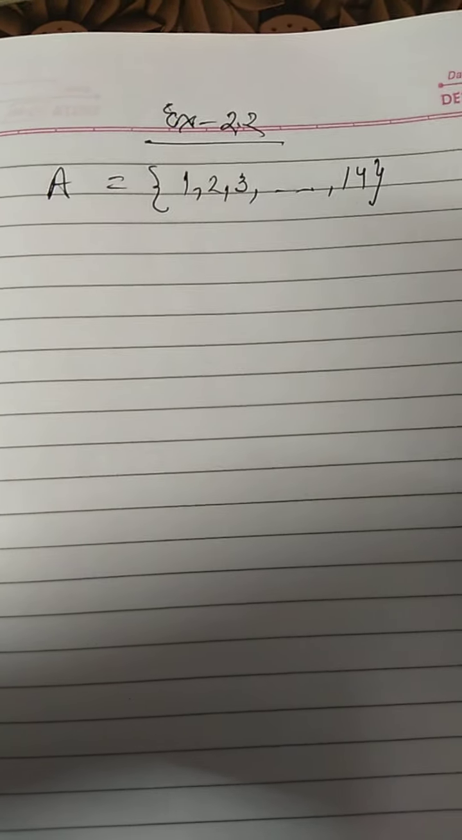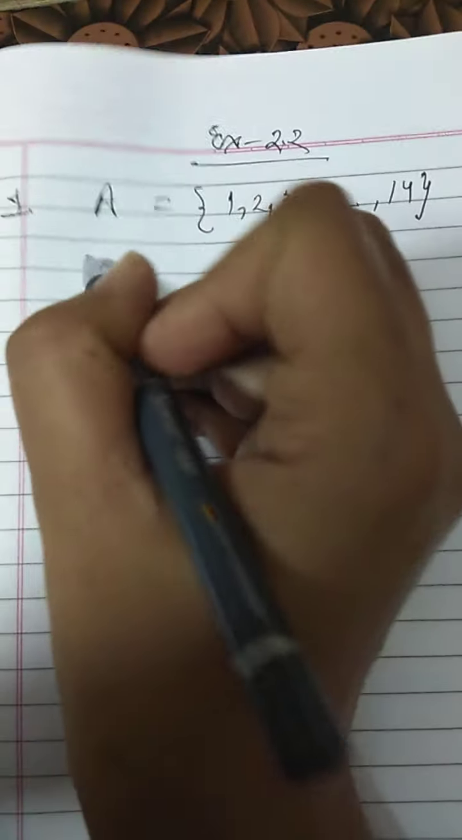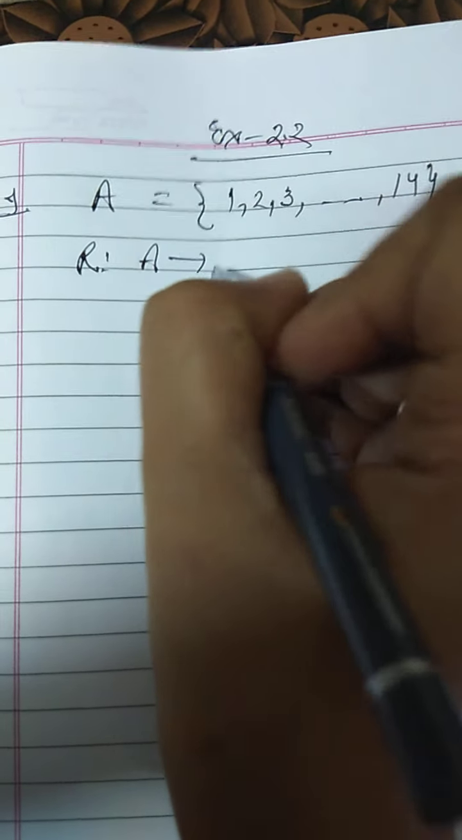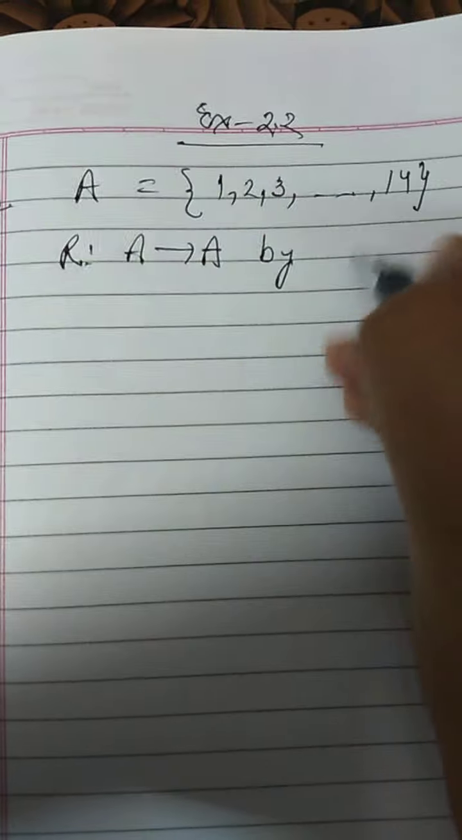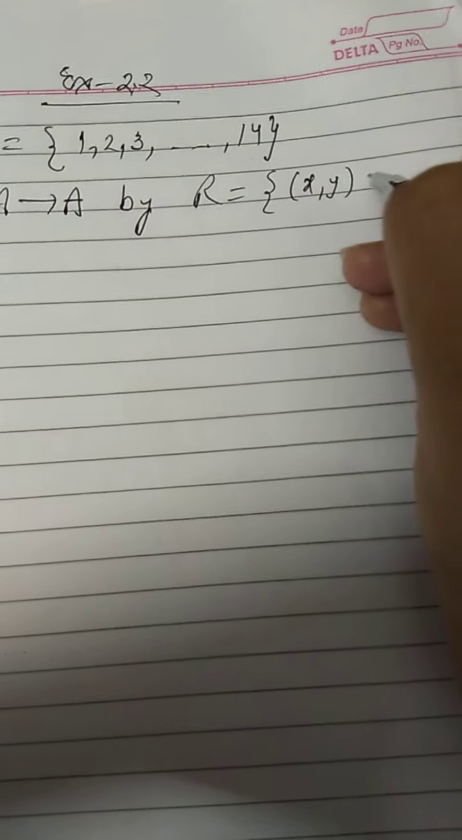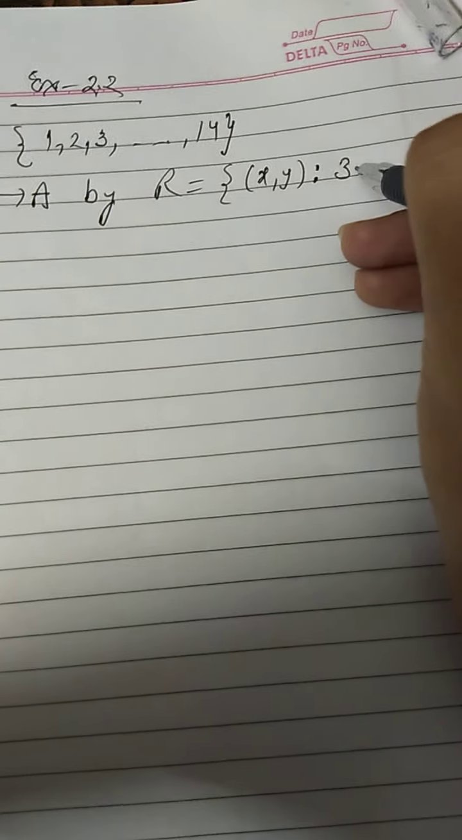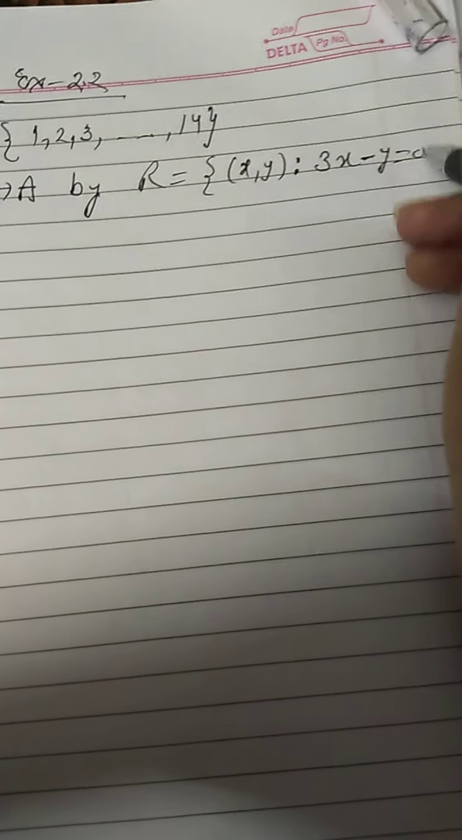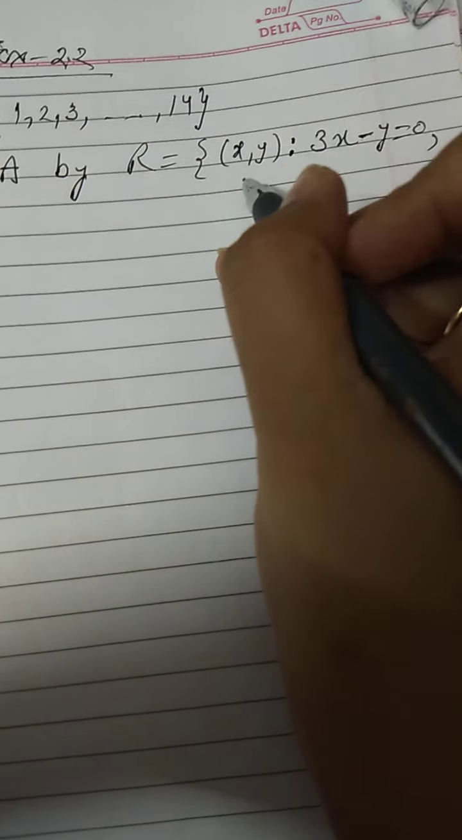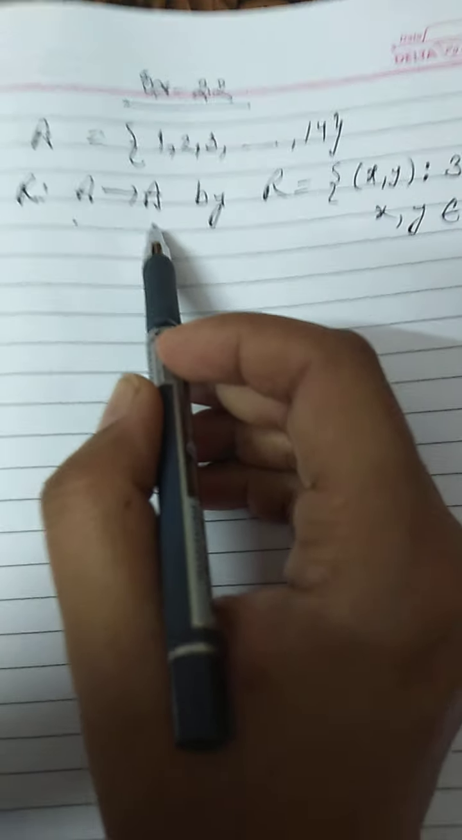Set A is given here: 1, 2, 3 up to 14. That means the first 14 natural numbers are there in the set A. We have to define the relation R from A to A by what is the relation given? R is equal to all the ordered pairs (x, y) such that 3x minus y equals 0, where x and y both are coming from the set A, because the first set is A, and the second set is also A.